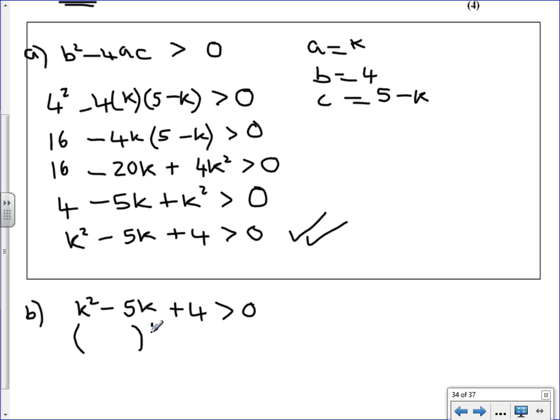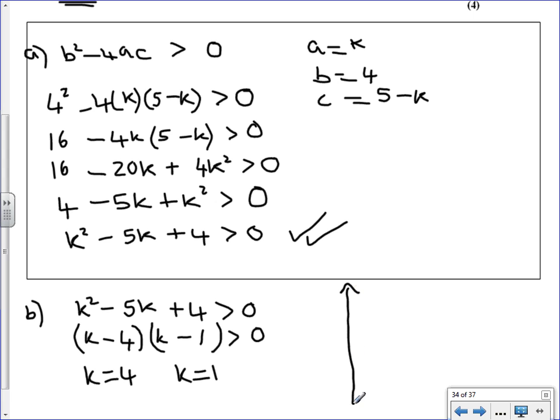So we need to factorise. k multiplied by k will give us the k squared. 4 and 1. And we need minus 5k, so they both need to be negative. So we've got minus 4k minus k to get minus 5k. And our minus 4 multiplied by minus 1 will give us the plus 4 at the end. So our roots are k is 4 and k is 1.